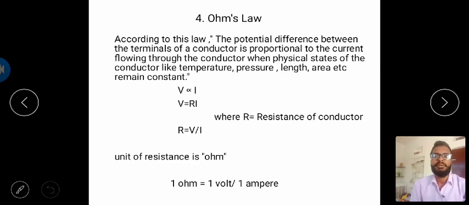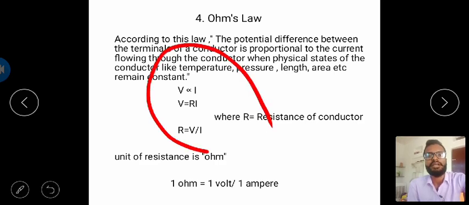The potential difference, I told you when we studied potential difference, is like a voltage. The potential difference between the terminals of a conductor, for example a wire, which has two terminals, is proportional to the current flowing through the conductor.